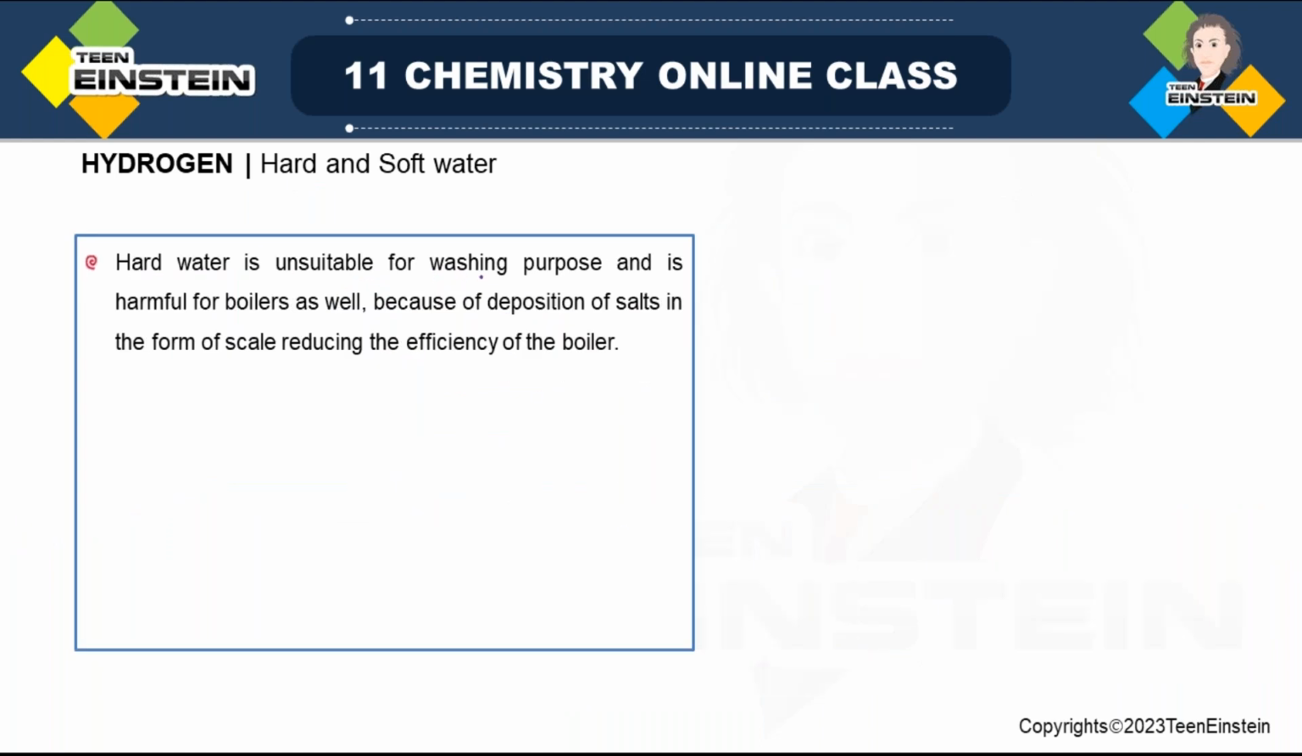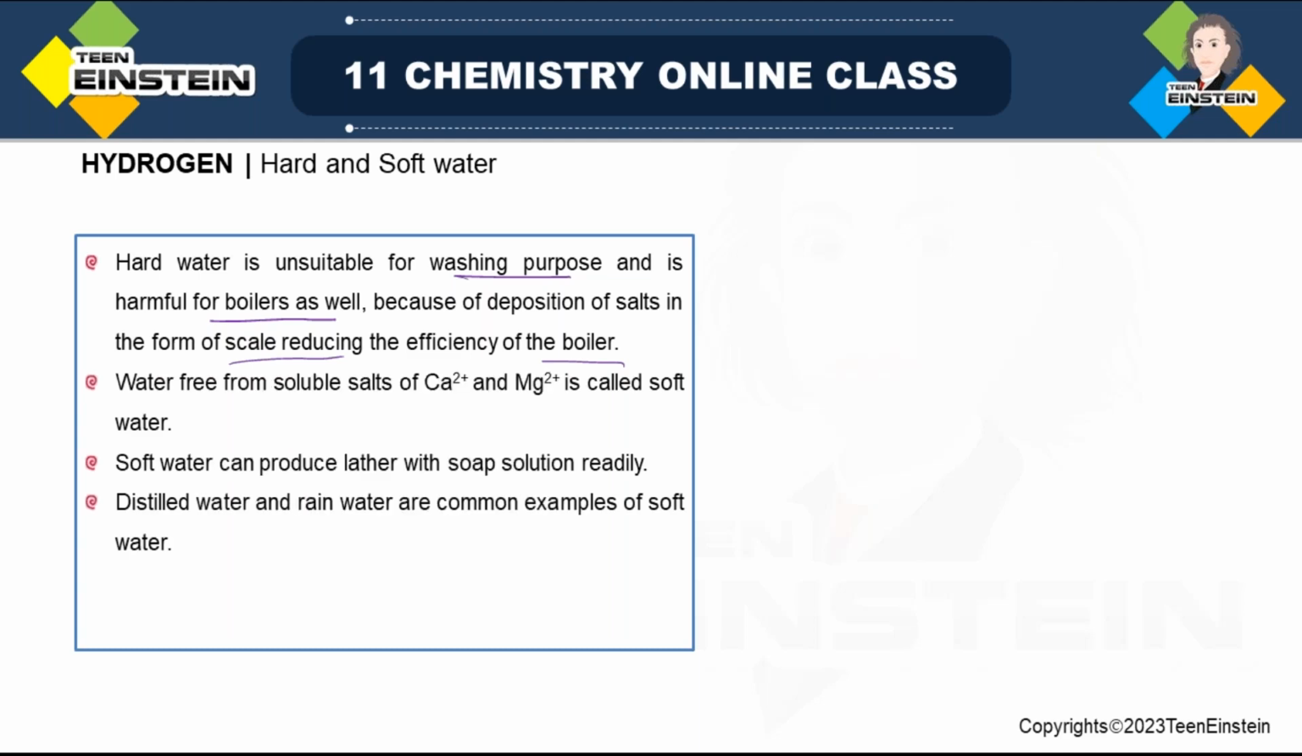Now hard water is not suitable for washing purposes, because if there is no lather formation, washing is not possible. And it is also harmful for the boiler. Boiler means where water is boiled. If you use hard water in a boiler for a long time, frequently, there will be deposition of all these salts in the form of scale, and as a result boiler efficiency will be lost.